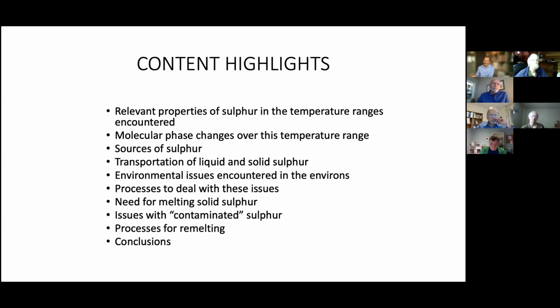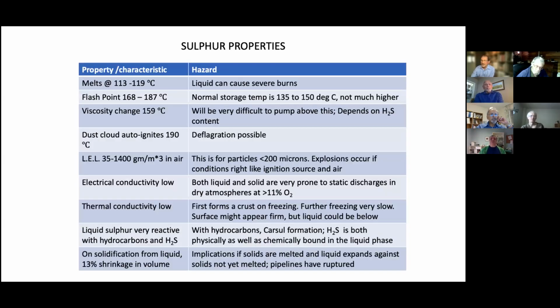Then I also want to touch on the sources of sulfur and the transportation of liquid and solid sulfur, the environmental issues encountered, as well as the processes to deal with these issues. The gut of this presentation is going to be in the need for melting solid sulfur, the issues with contaminated sulfur, pure sulfur, and the processes that are available, and then finally conclusions. So let's move on to the sulfur properties.